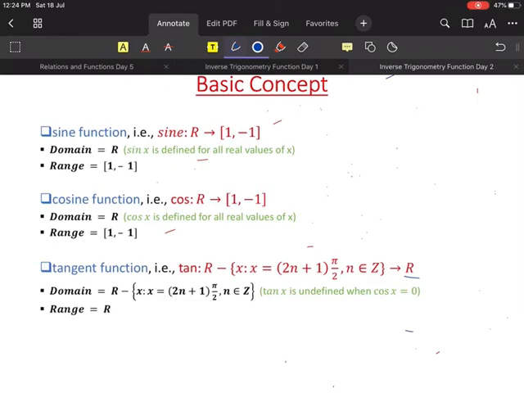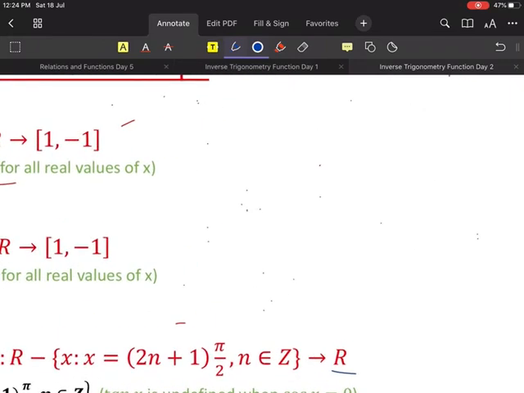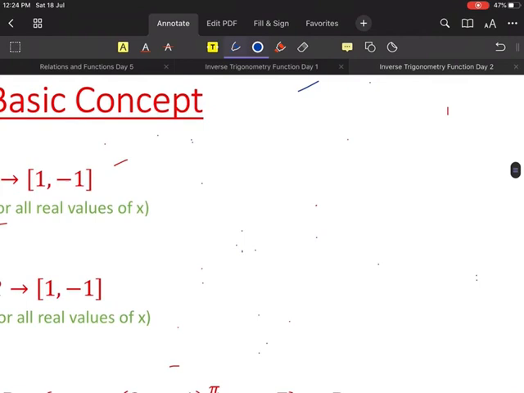The question is, why is the range of the tan function R? Just like here, why was the range of the sine and cos functions -1 to 1? Now my question becomes, why is the range of the tan and cot functions R? Who can explain this one?